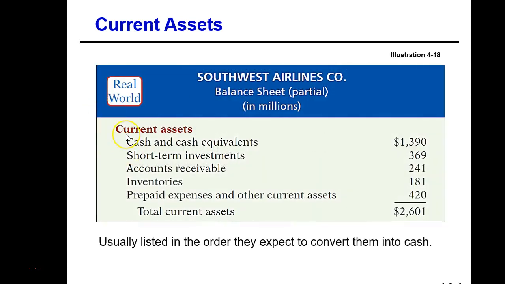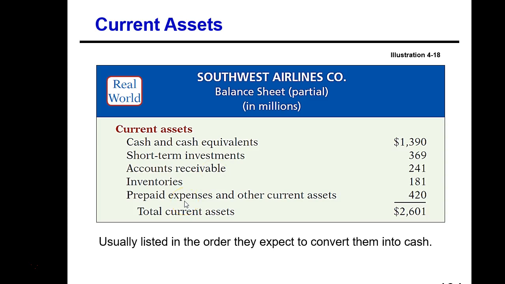So samples of current assets are cash and cash equivalents, and short-term investments. These are items in the form of cash or that can be converted into cash. Accounts receivable and inventories. Accounts receivable shows money owed to the business, which at some point will be converted to cash. Inventories are items that we plan to sell, and once we sell those items, they'll become accounts receivable and then later on cash.